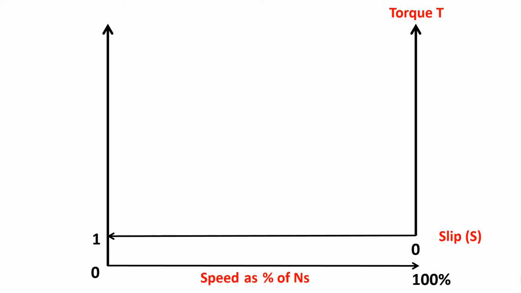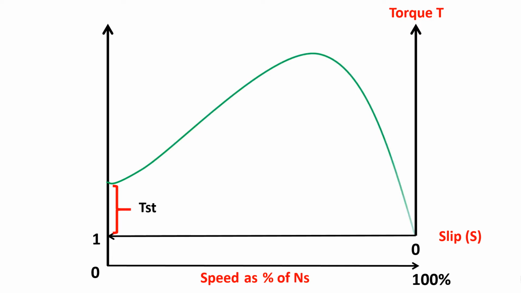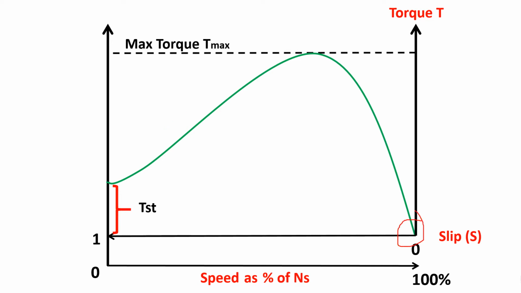As soon as the motor starts, TST is the starting torque that applies to the motor. The torque rises to the maximum torque level and then it goes to the stable operating region, and as soon as rotor speed becomes equal to 100% of synchronous speed, the torque becomes 0. This indicates maximum torque level and this indicates slip at maximum torque. It is also called critical slip.